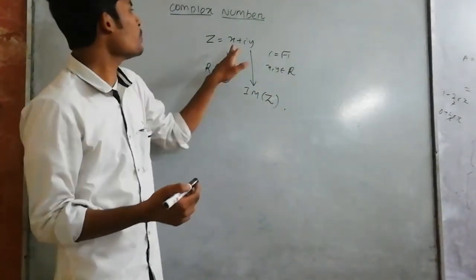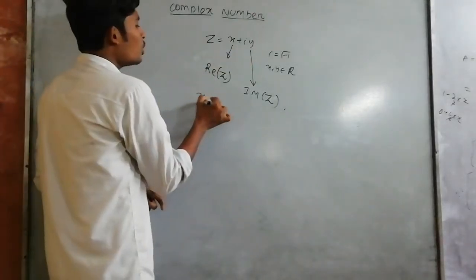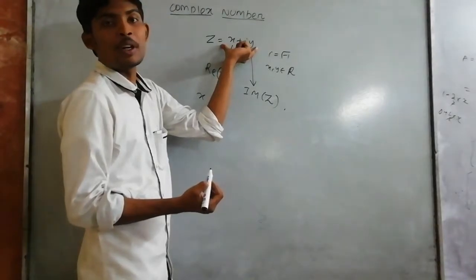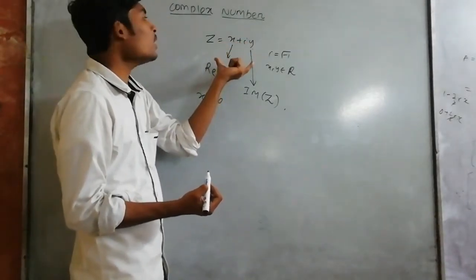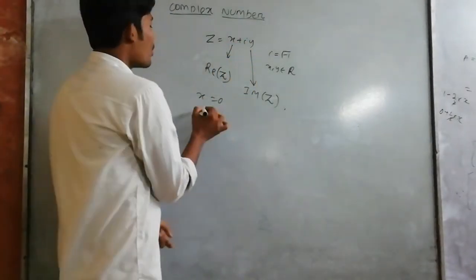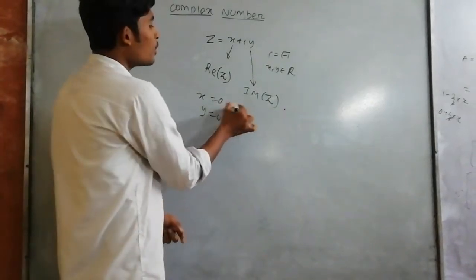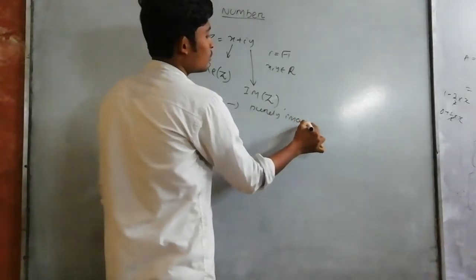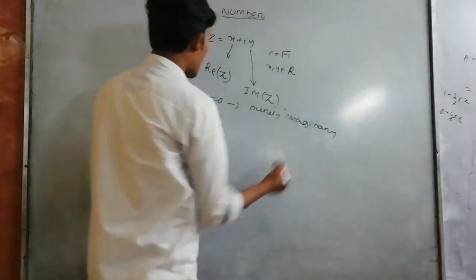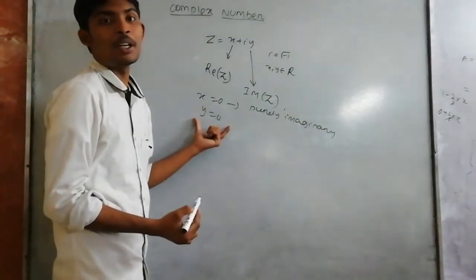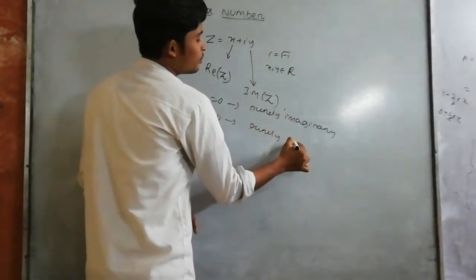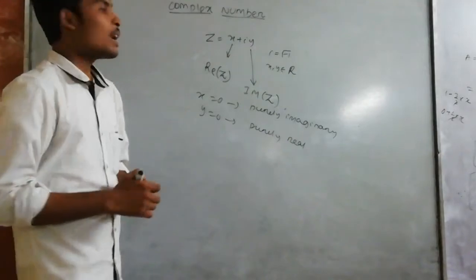Remember one thing: if x equal to 0, then the complex number is called purely imaginary. If y equal to 0, then the complex number is called purely real. Understand?